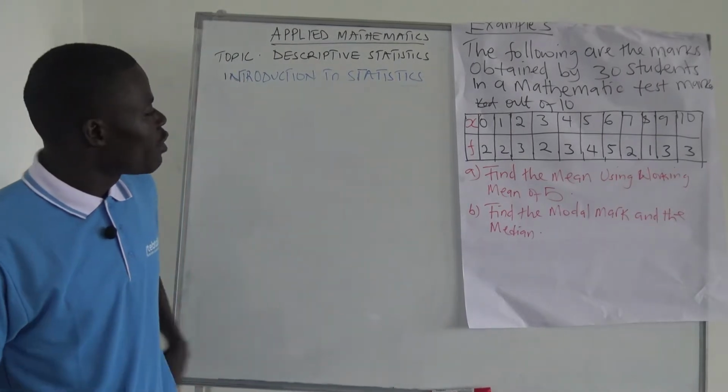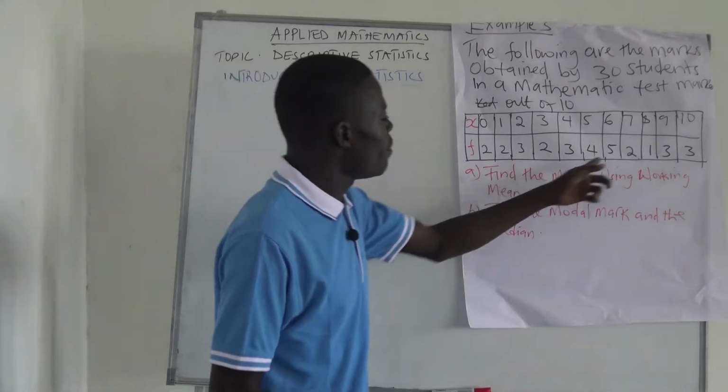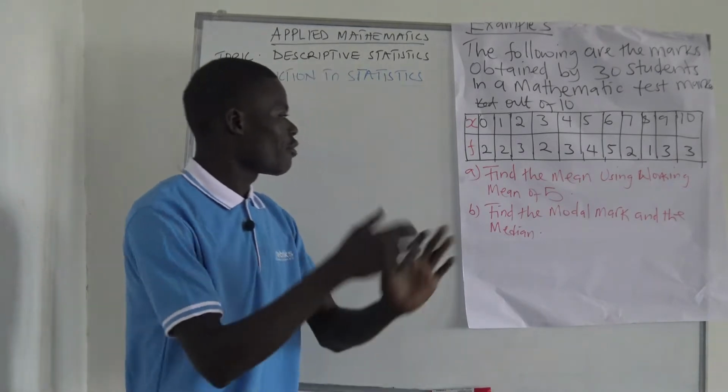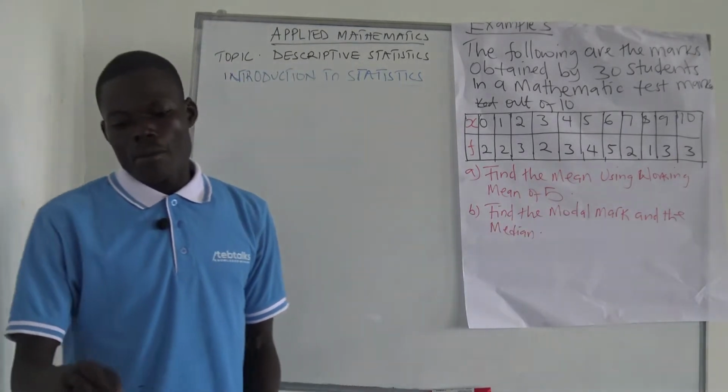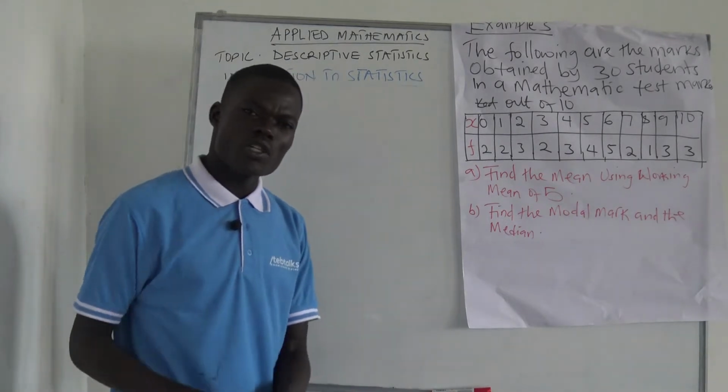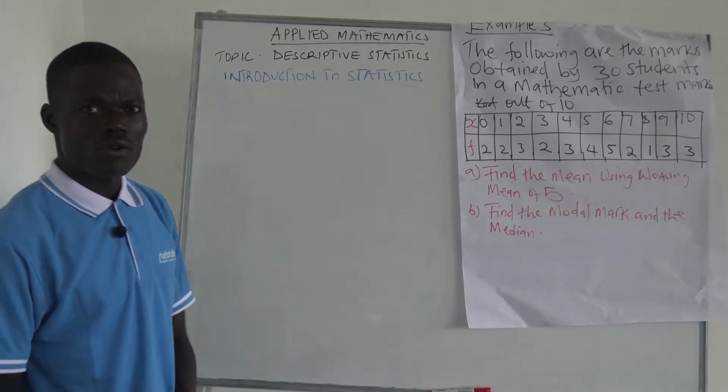The first question says find the mean using a working mean of 5. Find the modal mark and the median. But before we start tackling this question, we need to first put some things into consideration.